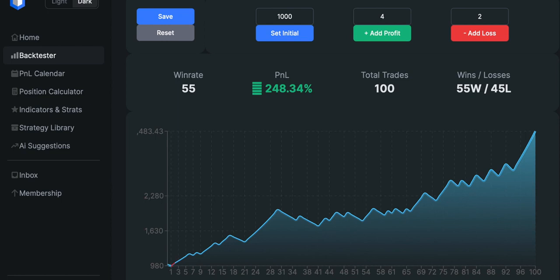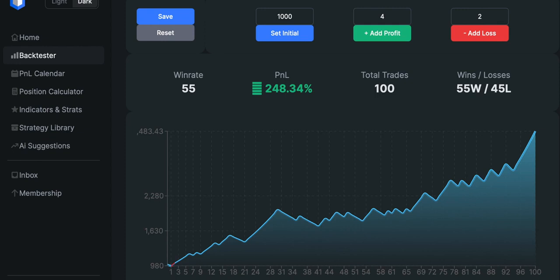So we started our account with £1,000 and we were risking 2% in order to make 4. Our win rate is really high for such a risk to reward ratio. We also increased our account size by 248.34%, which is crazy good.